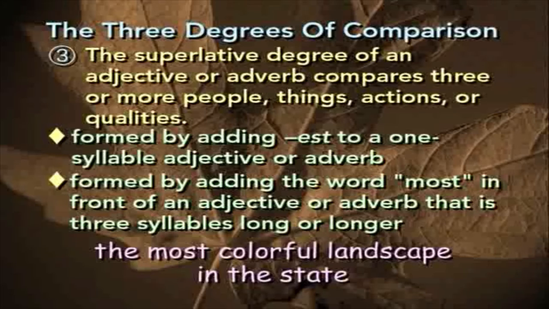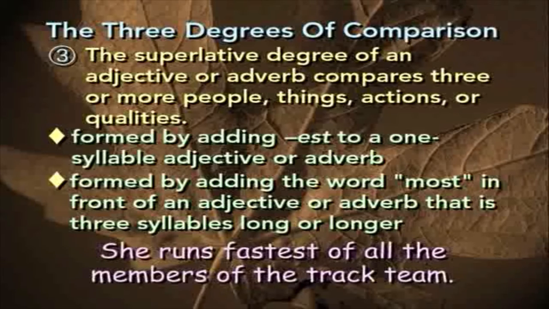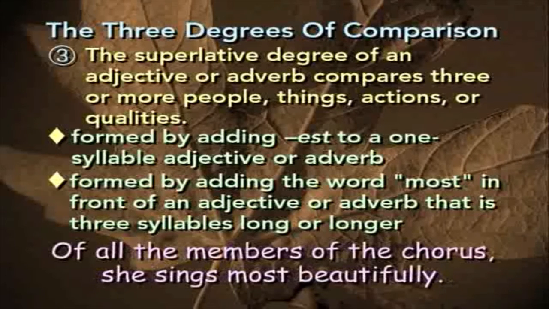Now a couple of examples with adverbs. She runs fastest of all the members of the track team. It seems obvious that there are more than 2 members of the track team, and therefore we want the superlative degree of the adverb. Starting with a 1-syllable adverb fast, we turn it into the superlative degree by making it fastest, simply adding the letters est at the end of the 1-syllable adverb. And finally, of all the members of the chorus, she sings most beautifully.